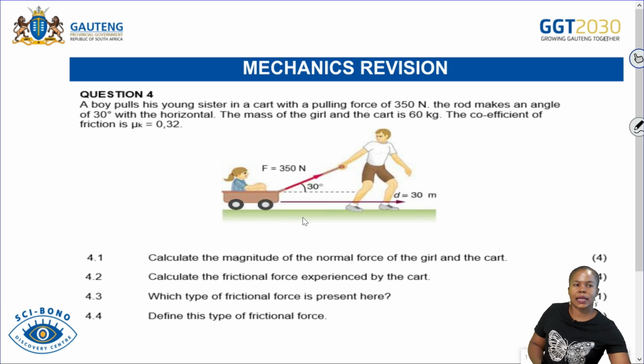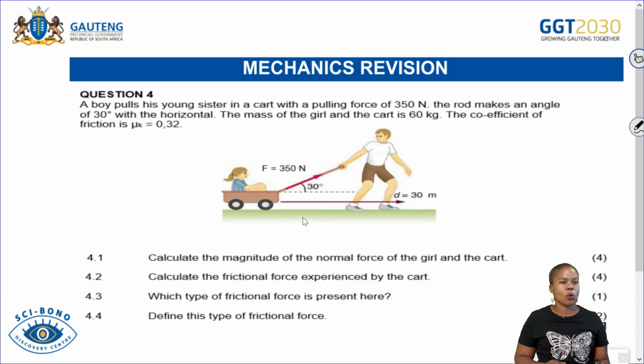Let's look now at question number 4. A boy pulls his young sister in a cart with a pulling force of 350 newtons. The rod makes an angle of 30 degrees with the horizontal. The mass of the girl and the cart is 60 kg. The coefficient of friction is mu_k equals 0.32. And then the first question: calculate the magnitude of the normal force of the girl and the cart.